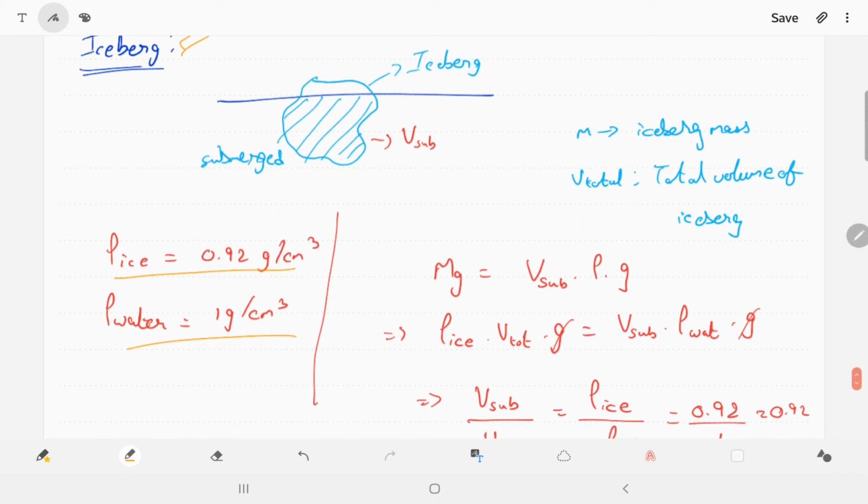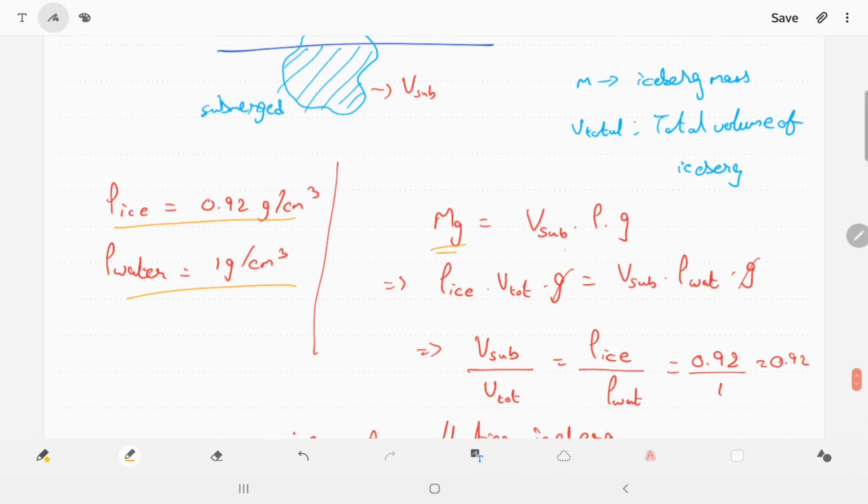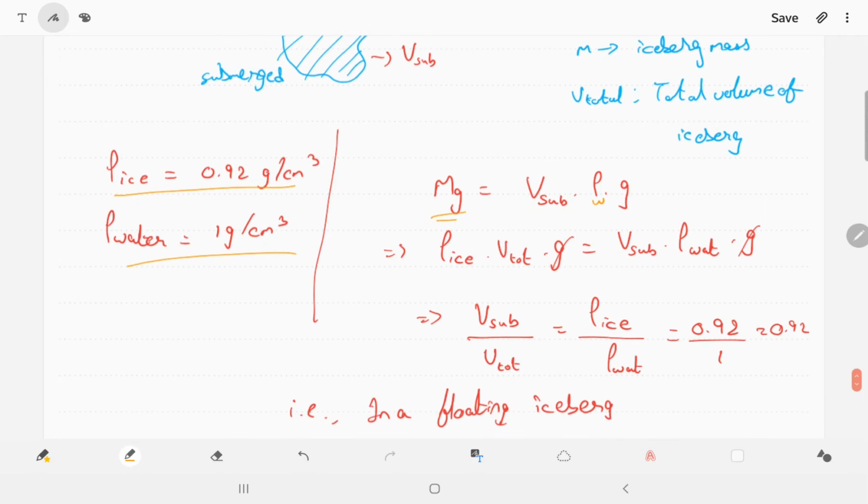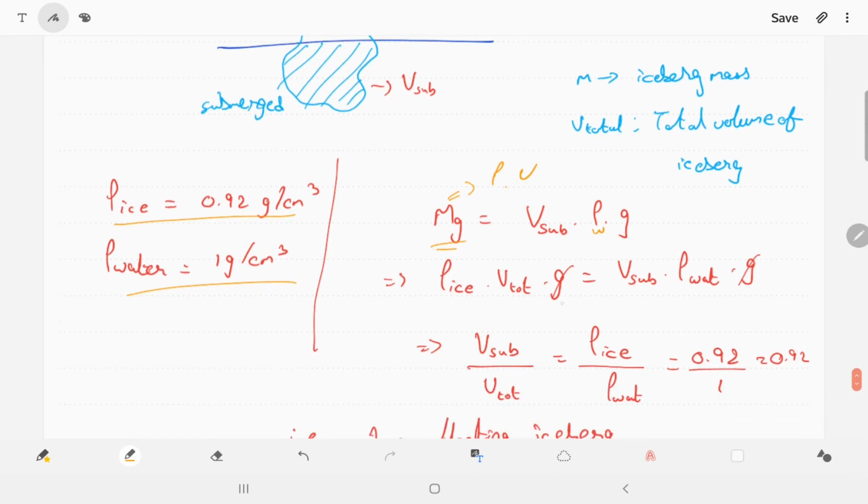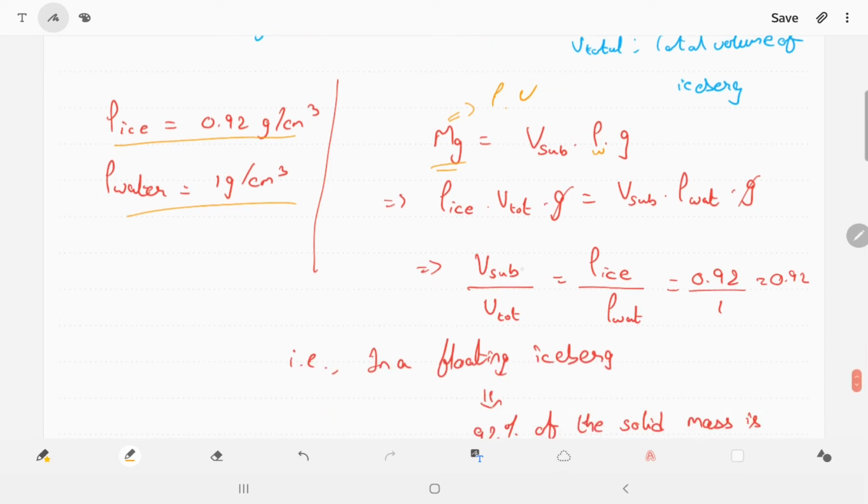Now as the iceberg is floating on water, we can write mg equals the volume of the submerged iceberg times the density of water times gravity. Now we can resolve this mass as density times volume. That means rho of ice times the total volume of the iceberg times gravity equals v of submerged iceberg times rho of water times gravity. Now we can write it as v of submerged iceberg by total volume of iceberg equals density of ice by density of water.